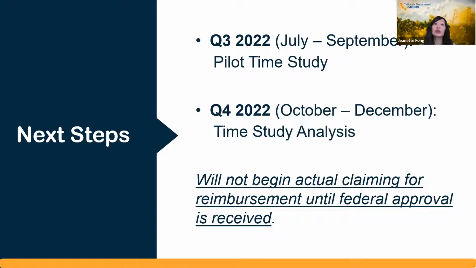And then once the quarter is over, we will work directly with the ADRCs to take a look at all of the data. We'll take a look at the percentage of time staff are spending on activities that are reimbursable through MAC and see if we can look at the funding for each of those positions to calculate the potential for reimbursement. Now, this is just a pilot time study, so we are just going through the motions as if we are actually seeking reimbursement.